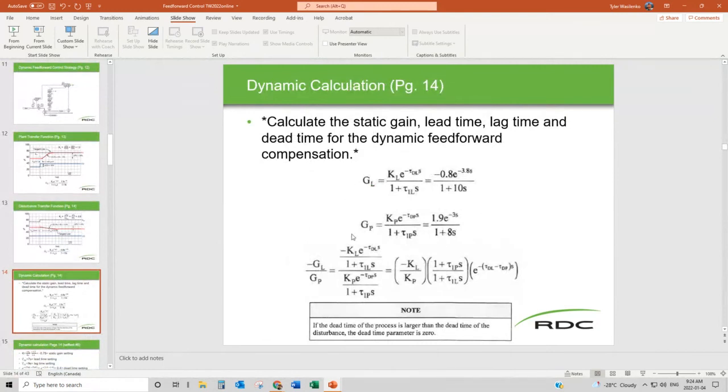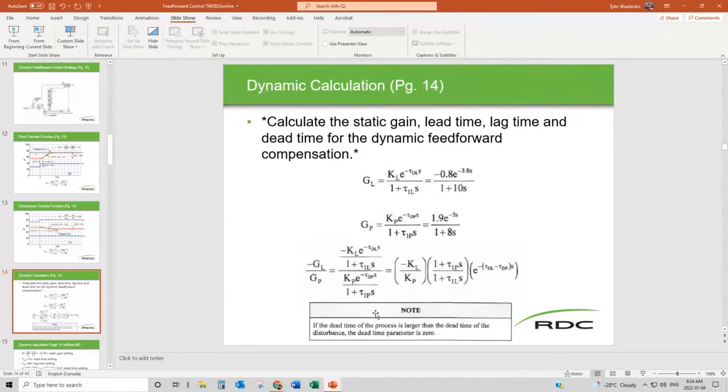Because looking at this is probably very confusing, but this is essentially what we've figured out. We figured out the transfer function for our load disturbance. We figured out a transfer function for our plant, which is compiled of all of this wonderful stuff. And we have to figure out these variables in order to come up with numbers to put into our control system to compensate for the feed forward component.